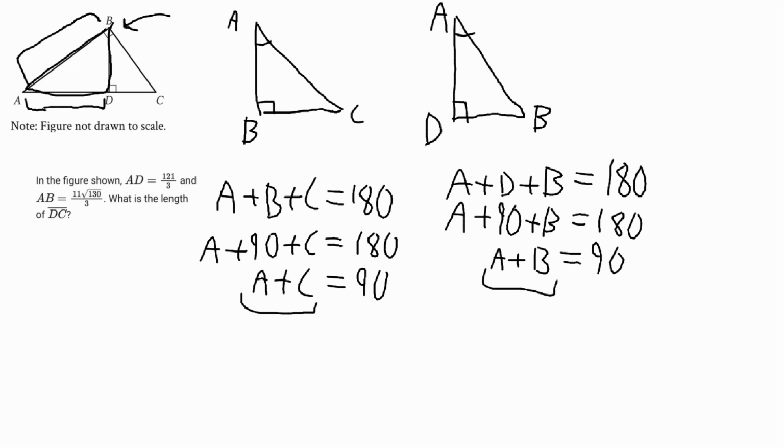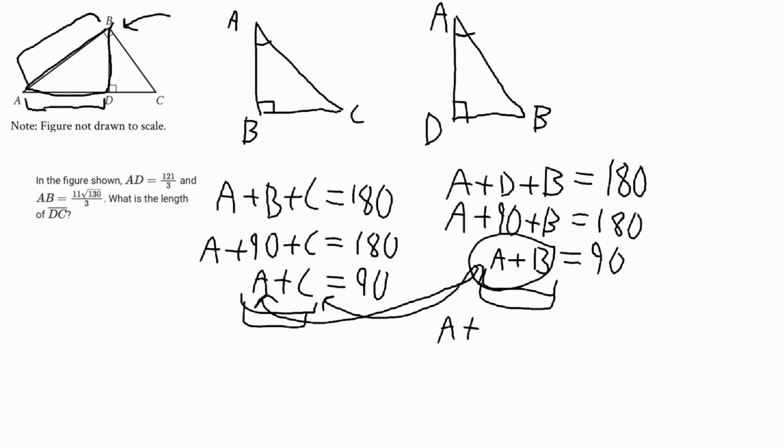Now we see here that A plus C is equal to 90 and A plus B is equal to 90. And since A is equal to A in these two triangles, this A is equal to this A. Since both of these equations are equal to 90, I can use substitution here and say A plus B is equal to A plus C, because they're both equal to 90. So A plus B is equal to A plus C.